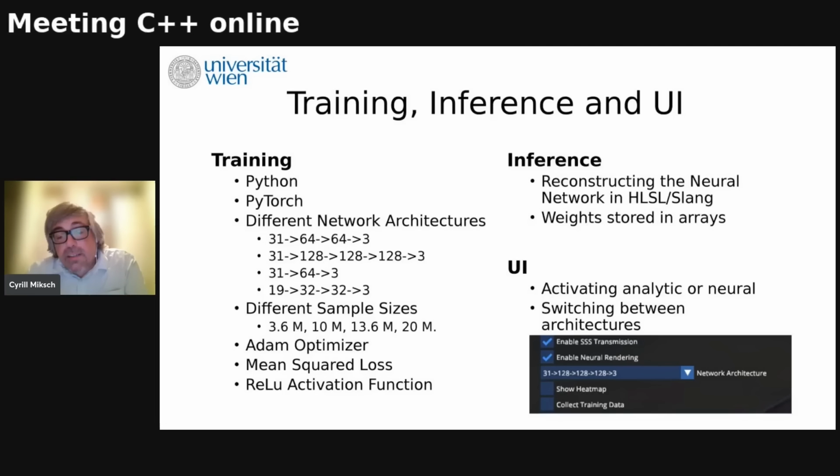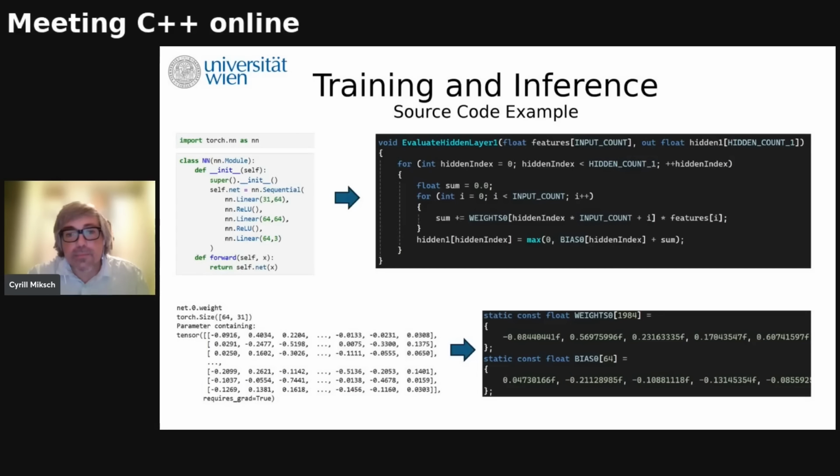Then I built an inference path on the C++ HLSL side, meaning I reconstructed the neural networks there. I stored the weights in just regular C-style arrays, to be able to run the networks inside the renderer. And then I implemented some add-ons for the UI so that I can switch between different architectures, and also to collect the data. I used a UI element.